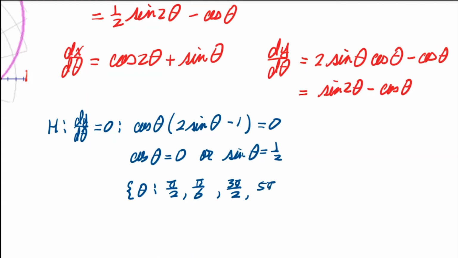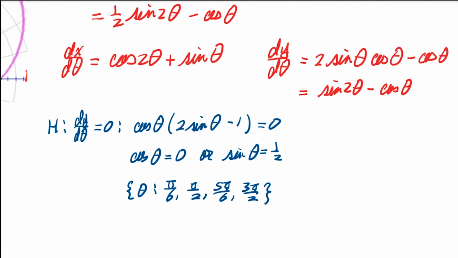Order is not right. I messed up the order. Let me start. Okay, pi over 6, pi over 2, 5 pi over 6, 5 pi over 6, and 3 pi over 2. Good? Okay.